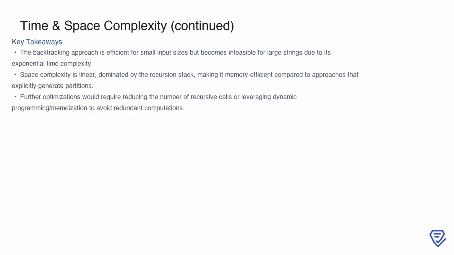The key takeaways from this analysis are that while backtracking is an efficient strategy for small input sizes, it becomes computationally infeasible for larger strings due to its exponential time complexity. On the other hand, the space complexity remains linear at n, as it is dominated by the recursion stack rather than any additional memory allocations. This makes the approach memory efficient compared to brute force methods that explicitly generate all possible partitions.